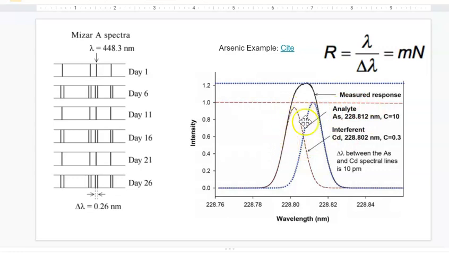And arsenic is this distinct line. This is an absorption line. And then this is the cadmium that isn't as dangerous for you. And they want to know how much arsenic there is. The problem is these two lines are right on top of each other. So how can you tell the difference between the arsenic and the cadmium?